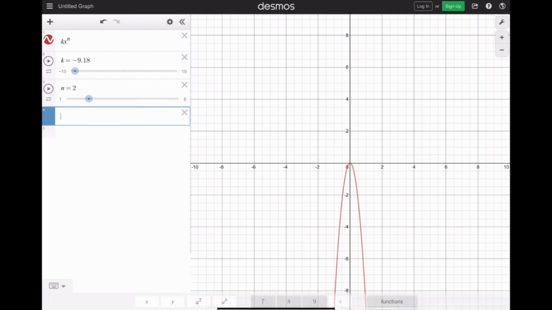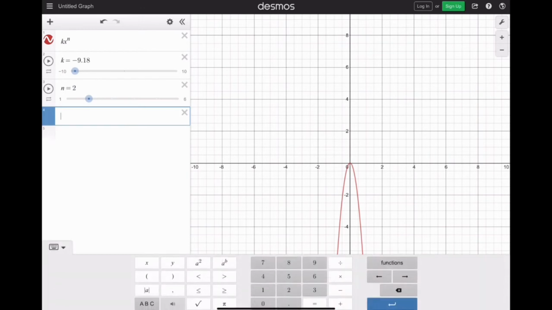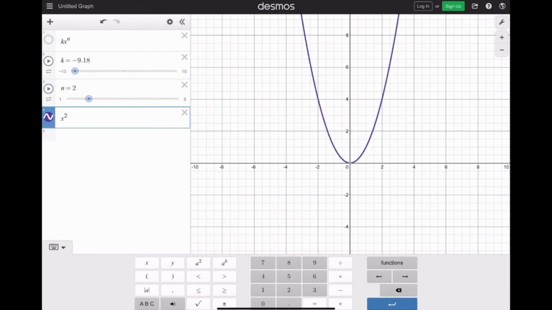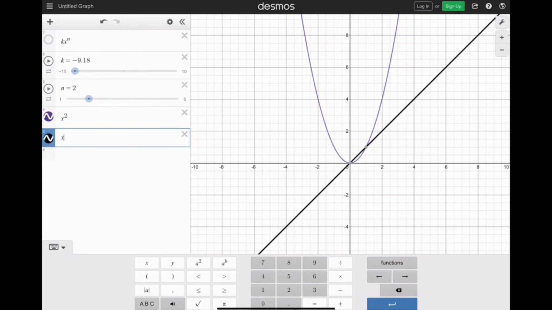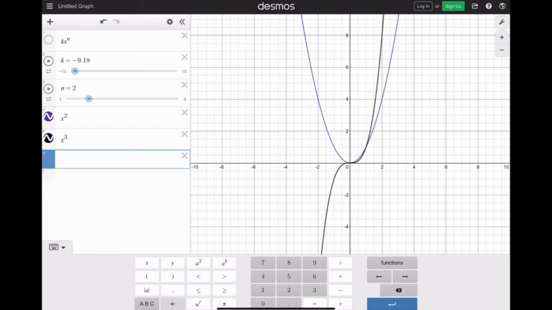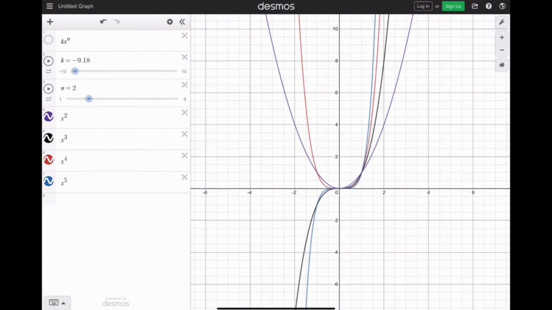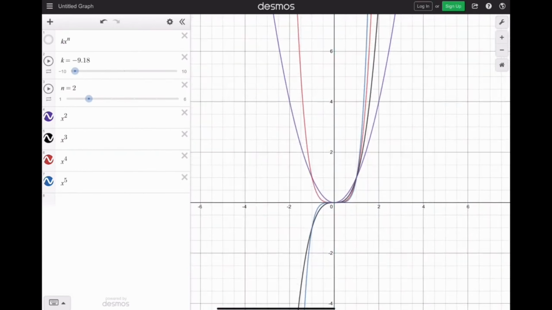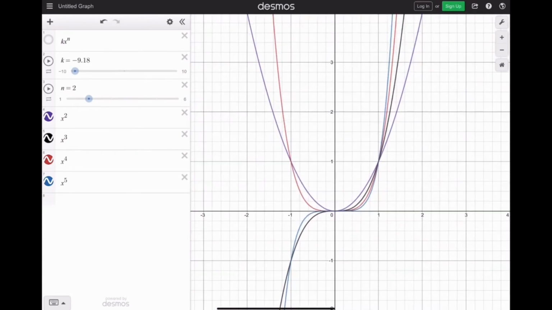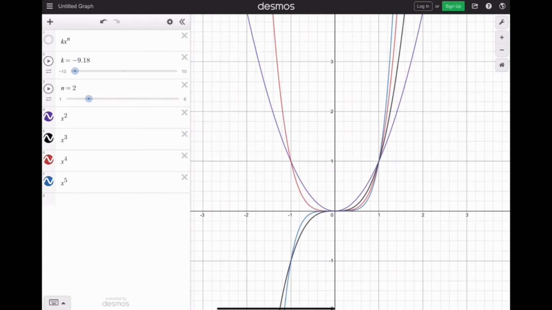Now, if you do want to see the various functions on the same sketch, you will have to type them in separately. So for example, if we wanted to see x squared versus x cubed versus x to the power 4 versus, let's say, x to the power 5, we would have to sketch them all separately, but then I can also zoom in on the graph. I'm on a tablet, so I can do it with my fingers, or you can do so with the plus and minus button on the side here.